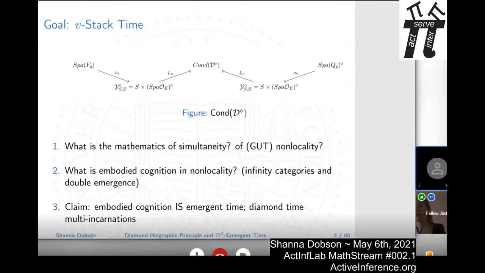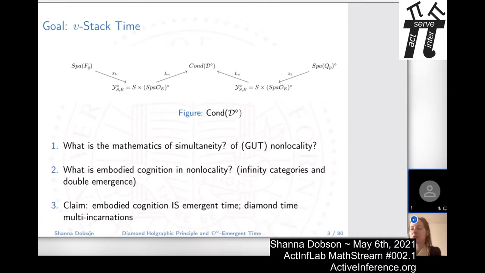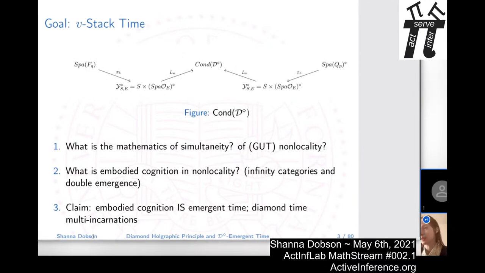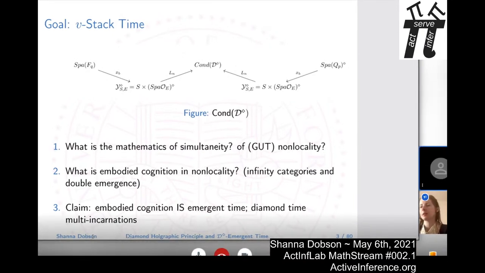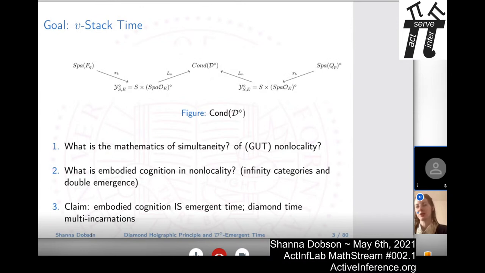I say V because it's going to be a stack with a V topology on it. I think I spoke last time that you can actually put a topology on categories, and that's what I'm really interested in. So the V topology is Peter Scholze's topology that he's using for the diamonds, and it's a nice fine topology, and I'll go into it in a little bit.